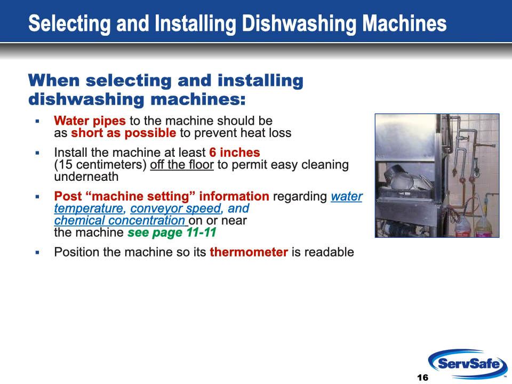Dishwashing is a critically important task in the commercial kitchen, so selecting dishwashing machines is important. The water pipes to the dish machine should be as short as possible to prevent heat loss. It needs to be at least 6 inches off the floor so it's easy to clean underneath, and it's important to position the machine so the thermometer is readable.